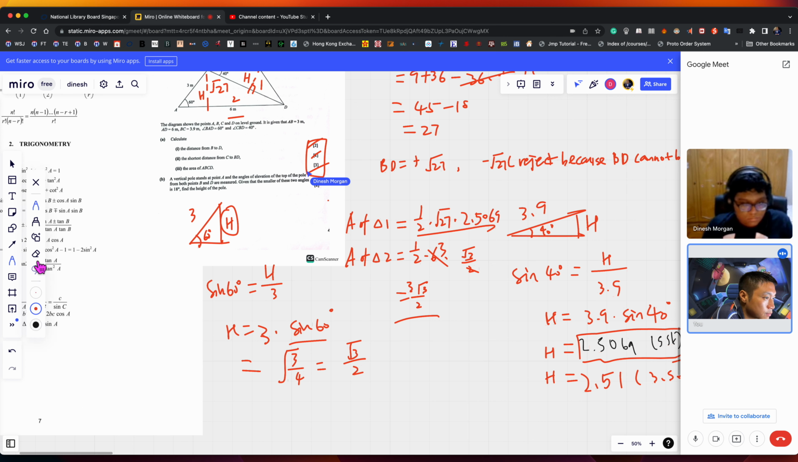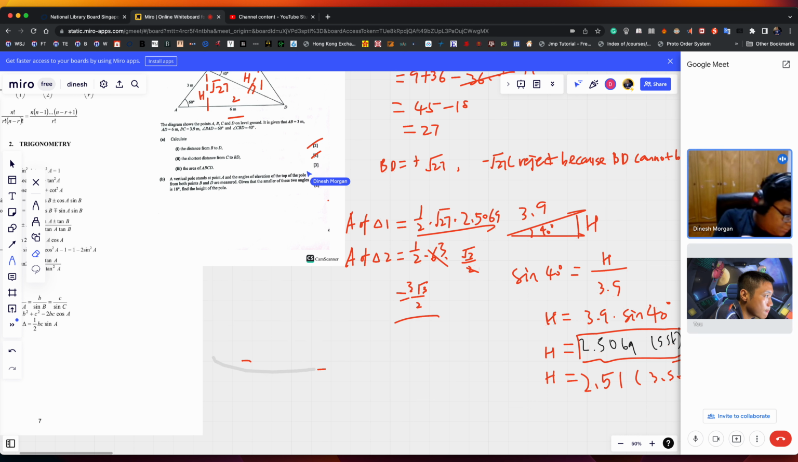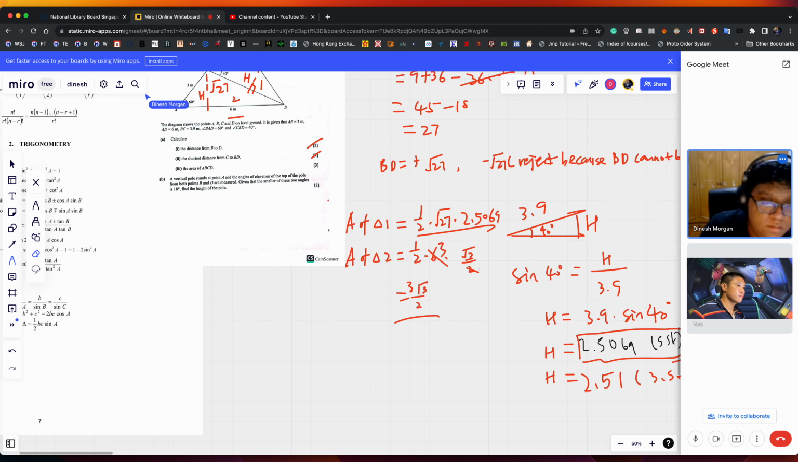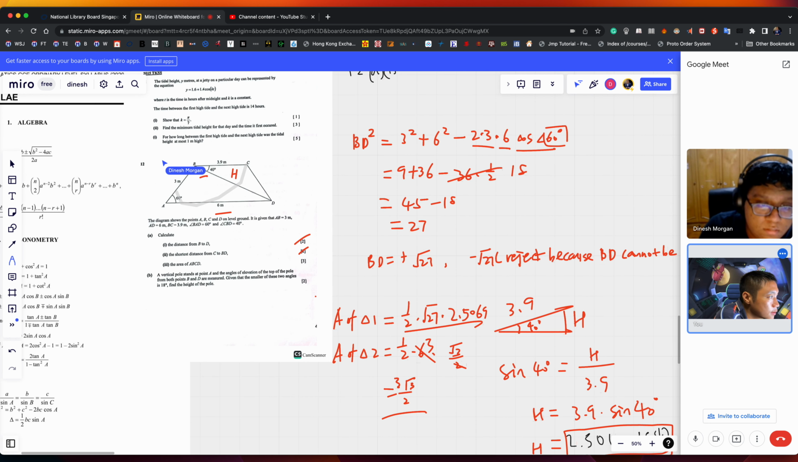Okay, part B. I will let you try part B on your own. But you know what's angle of elevation and angle of depression, right? And not bearing, right? Yeah. Point A. You need to try to do a simple sketch.